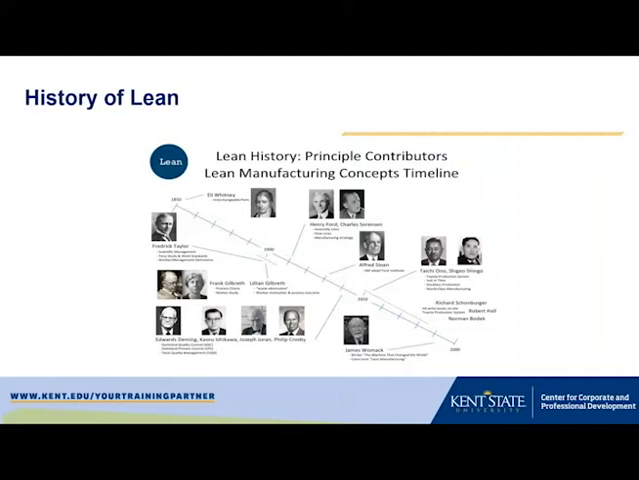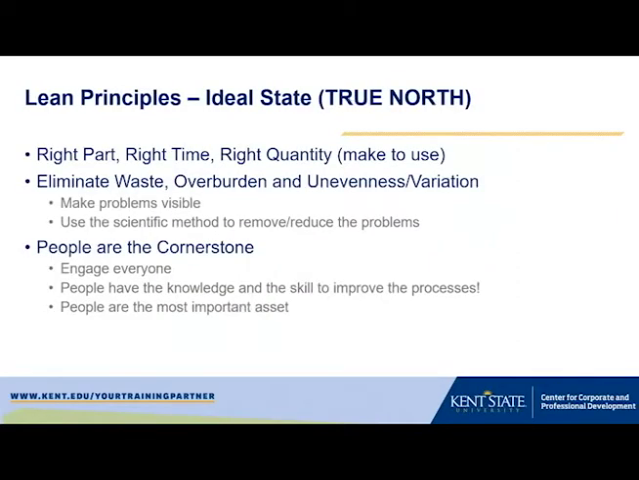And what are those concepts? Well, as I said, it starts with this idea of the ideal state or the true north condition. And it's these 3 components. We want to deliver the right part or service at the right time, in the right amount, when the customer asks for it. Internally, we want our operations or our services to be free of any waste, not have overburden or stress, and minimal or no variation or unevenness in the product or service that's provided.